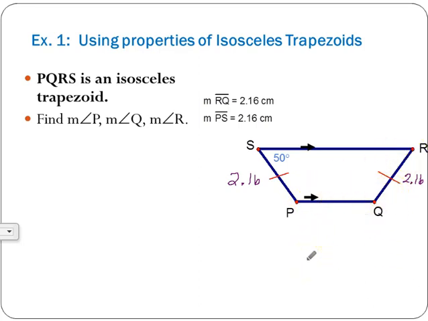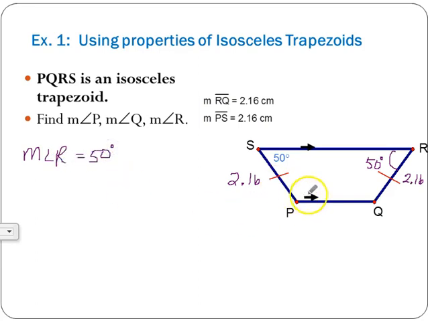So, where can we start? What do we know about the base angles of isosceles trapezoids? That would be these two, angle R and angle S, which are base angles. What did we just learn about base angles? They're congruent. So this angle here would also have to be 50 degrees. So the measurement of angle R is also 50 degrees.